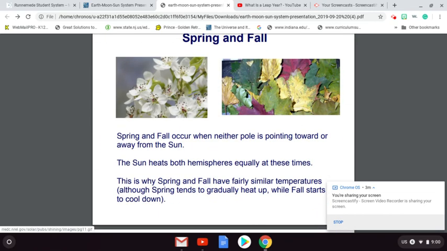So let's talk about spring and fall. They occur when neither pole is pointing towards or away from the sun. The sun heats both hemispheres equally at these times. So in spring and fall, we have very similar temperatures, but the difference is spring's generally heating up, where fall is starting to cool down.